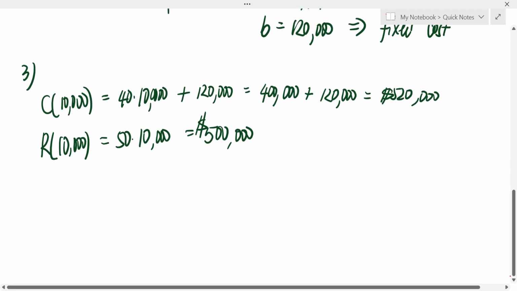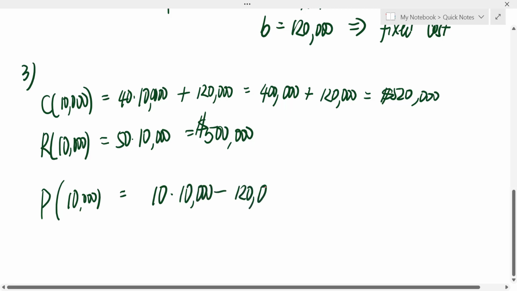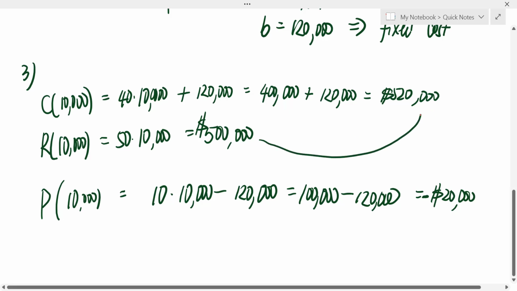And look at the profit for producing 10,000 units. It will be 10 times 10,000 minus 120,000. That's 100,000 minus 120,000. So we get a net loss of negative $20,000. Using 500,000 minus 520,000, you also get negative 20,000.